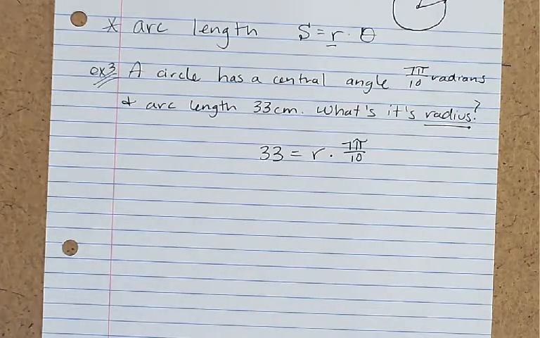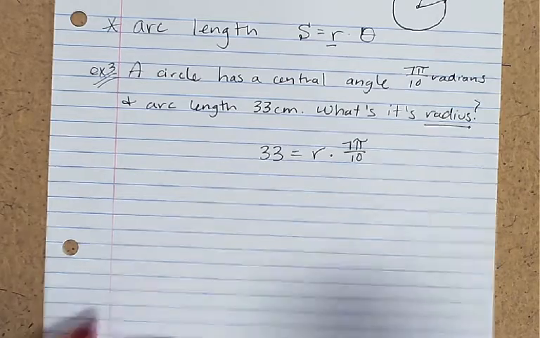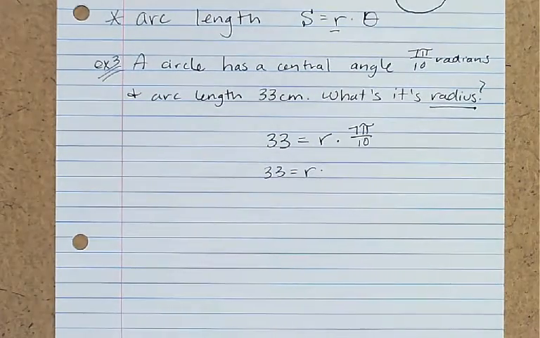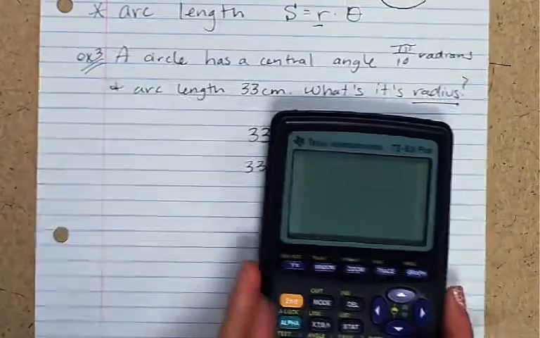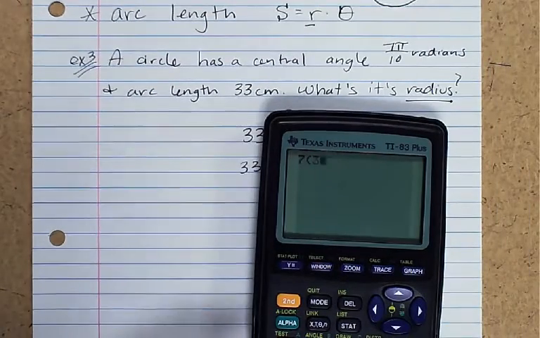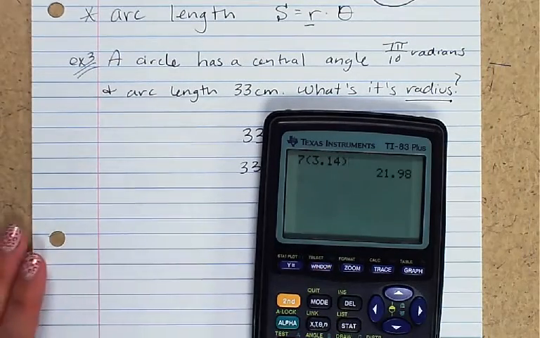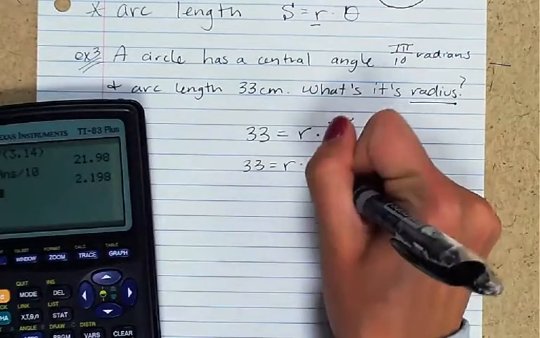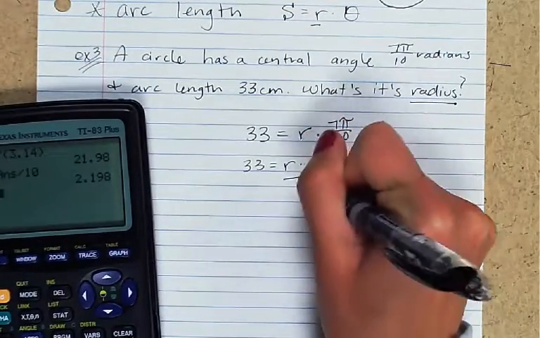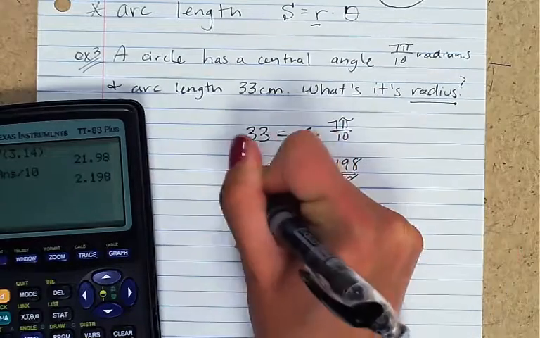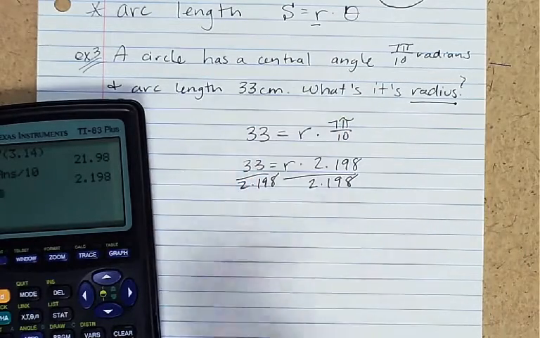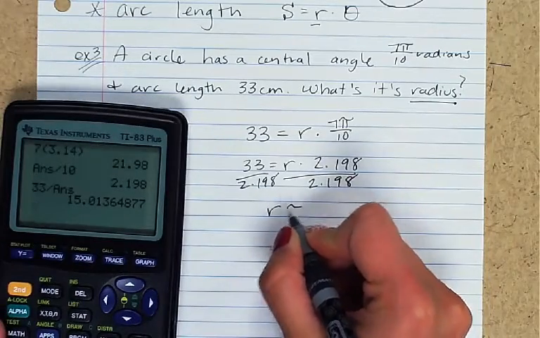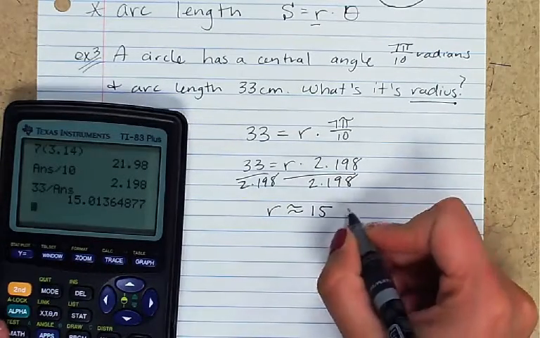On your Edgenuity quiz, it will say that you can use 3.14 for pi as an approximation. So if I go 7 times 3.14, divided by 10, we'll get 2.198. So divide both sides by 2.198. r is about 15 centimeters.